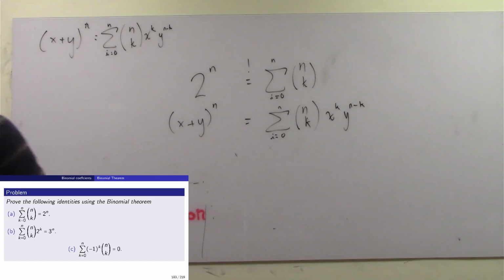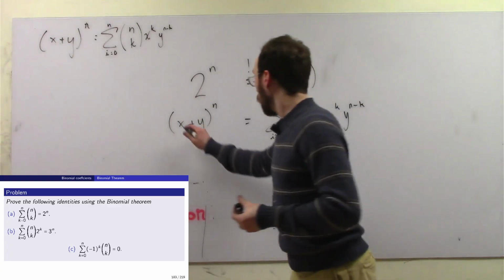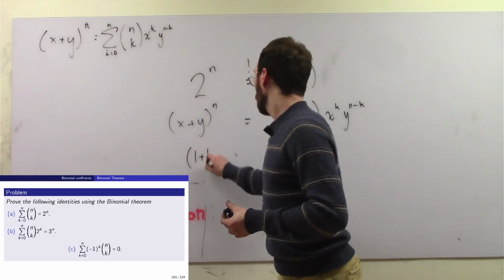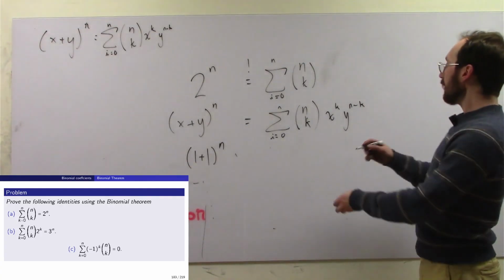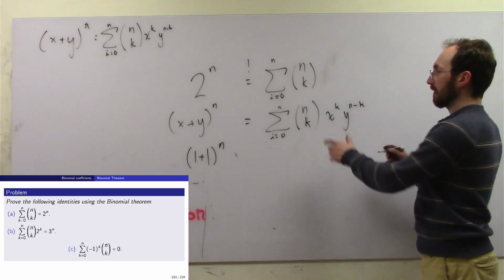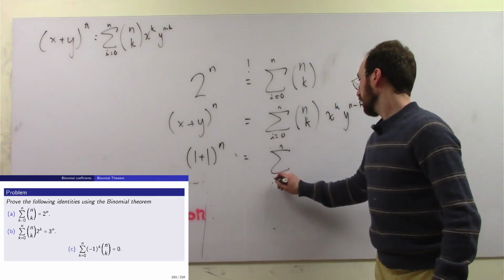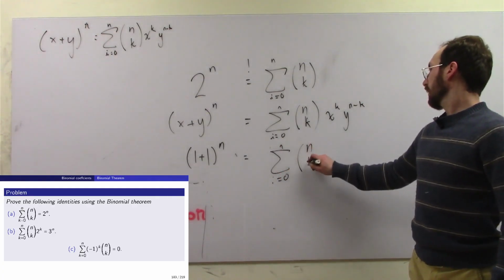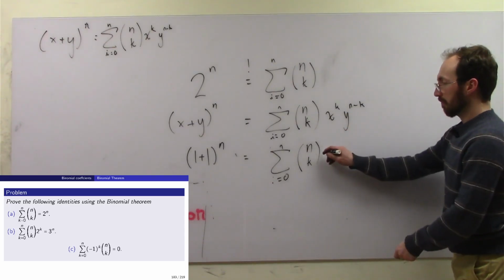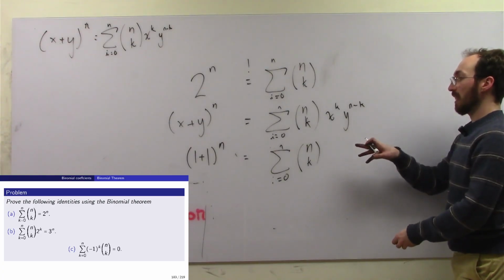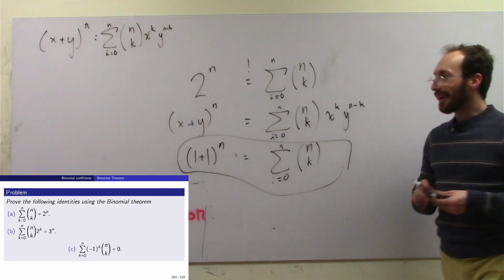Absolutely. If we set x and y equal to 1, what happens here? We get 1 plus 1 to the n. It's just 2 to the n. And then on this right side over here, we have the same thing. We got this sum going on here, and n choose k. And then we got 1 to the k, that's just 1. And 1 to the n minus k, that's just 1. Cool. Right on. Kind of neat.